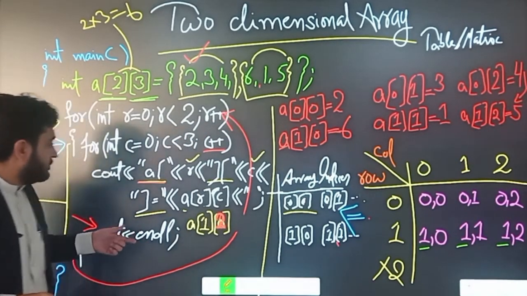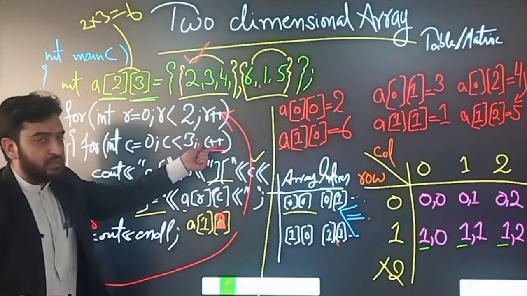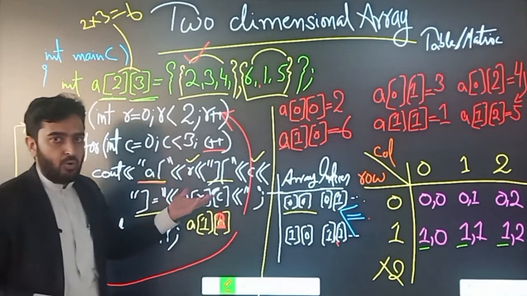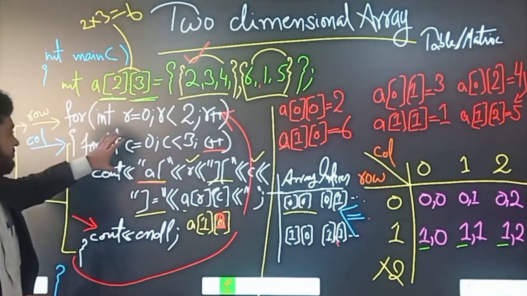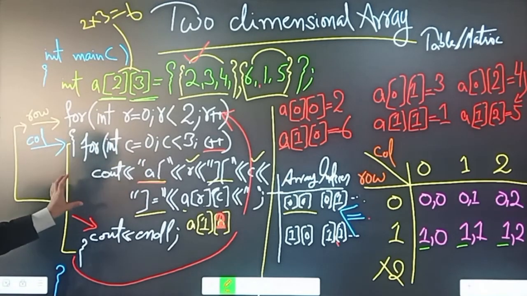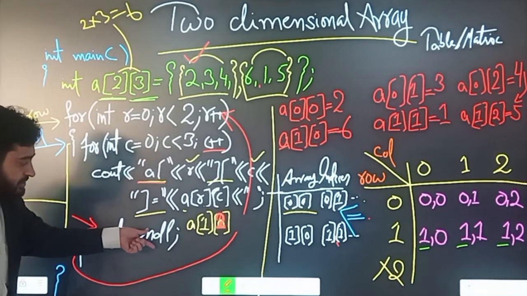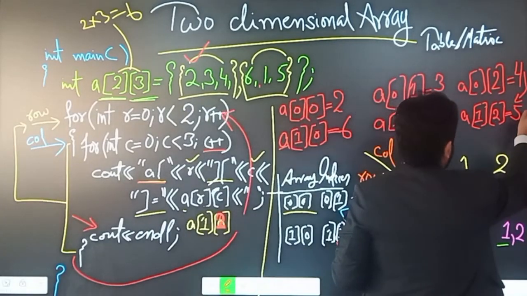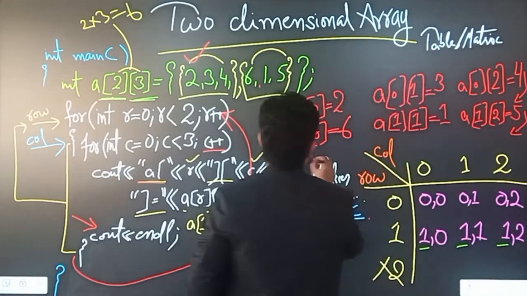And then the execution will come to C++. So C will become 3, and 3 is less than 3? No, 3 is not less than 3. So therefore the inner loop will terminate, and the execution will jump out of the inner loop to the cout statement. And the cout statement will direct the cursor to jump to the new line here.